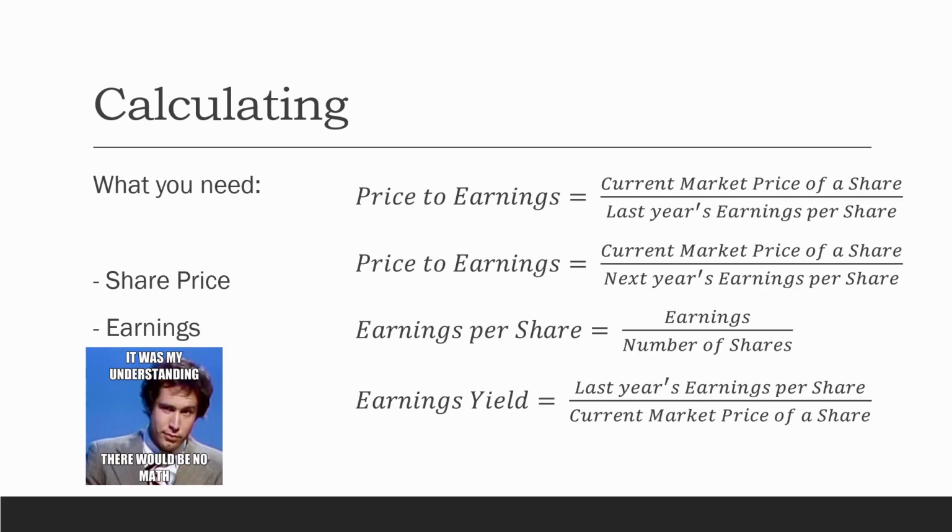To calculate the PE ratio or the EPS, you'll need the current share price and the earnings for the period you want to measure. You can find the share price easily online. You can even Google the company name and it will show you the share price. For the earnings, you'll need to go into the company's financial statements and take a look for earnings attributable to the shareholders. The price to earnings ratio is simply the current market price of the share divided by the last year's earnings per share. To calculate this earnings per share figure, we simply divide the total earnings figure by the total number of shares outstanding.